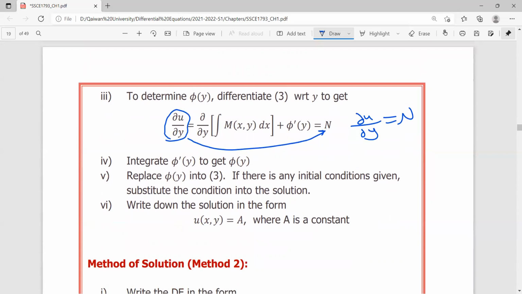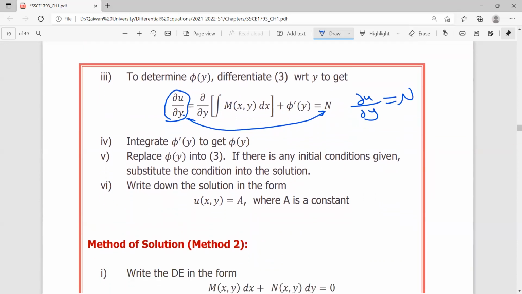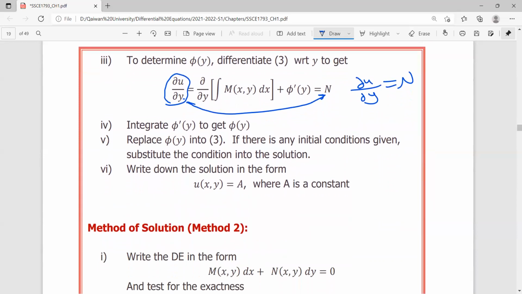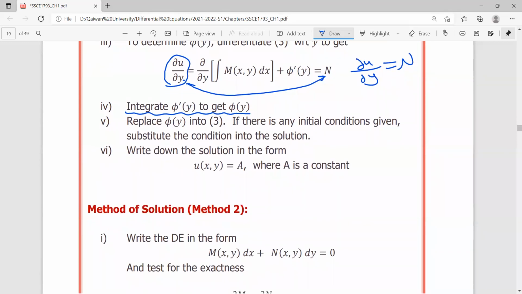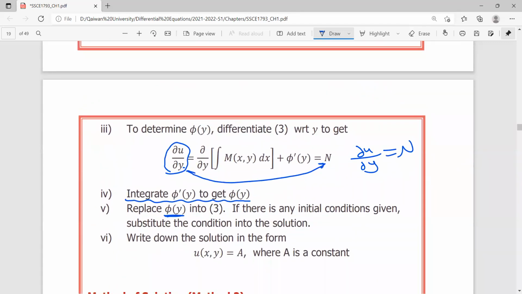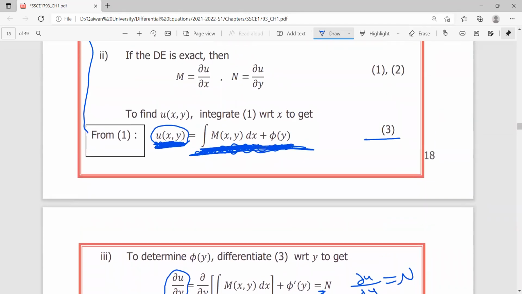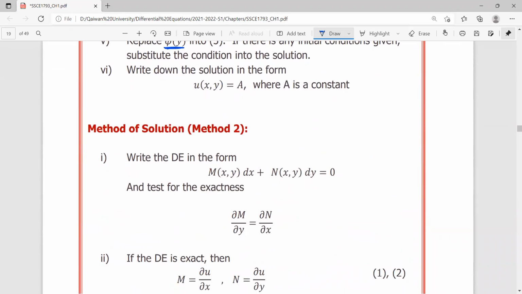And in this step we just equal these two. Then we are going to find phi prime of y. Then we integrate both sides with respect to y. Then we get phi of y. And then we return phi of y to step 3, to the result of this step. It will be the solution.